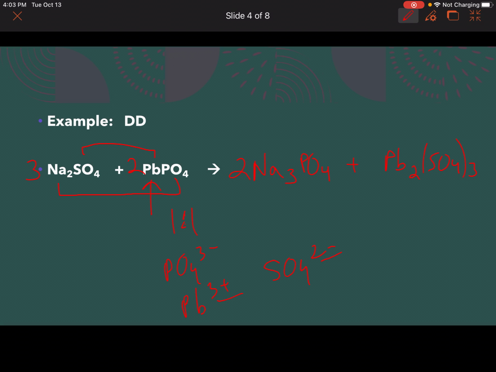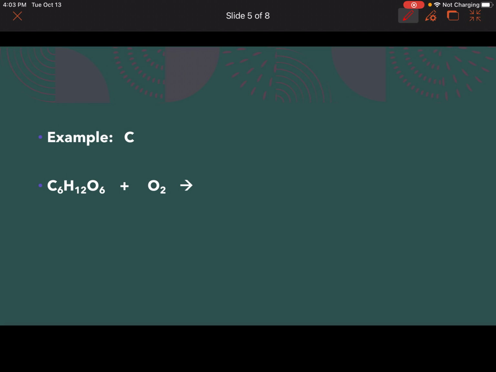Yeah, it's good. Sorry. So yeah, 2 of the phosphate ion, 2 leads, yeah, we're good. 3 sulfates. So this is all balanced now. So again, that's a good example of how you always have to really double check it, okay? So just be really careful when you're doing these.